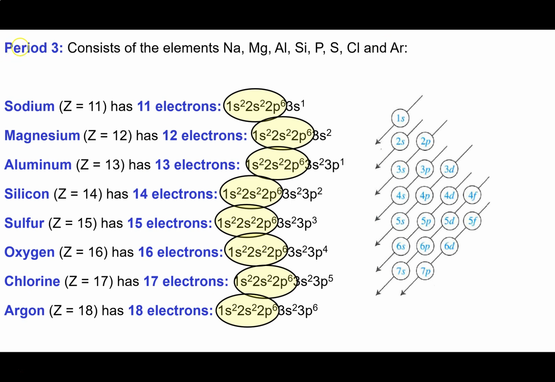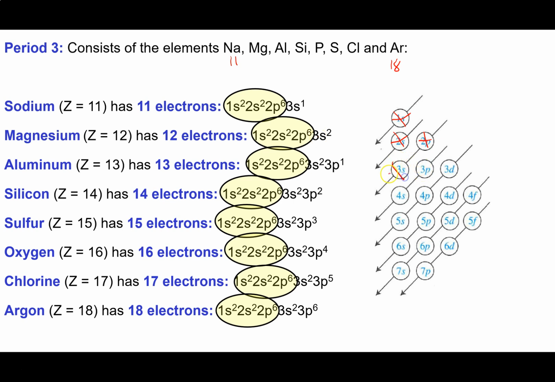So in period 3, I'm going to pick up filling up at the 3s. That's where I was up to, okay? So these are the elements: sodium, magnesium, aluminum, silicon, phosphorus, sulfur, chlorine, argon. Sodium has 11 electrons, argon has 18. So it goes 1s2, 2s2, 2p6, 3s1. And then we've got magnesium with 12 electrons, 1s2, 2s2, 2p6, 3s2.